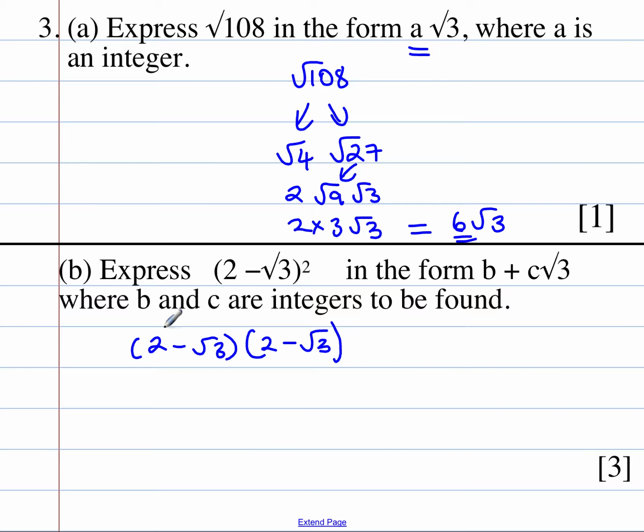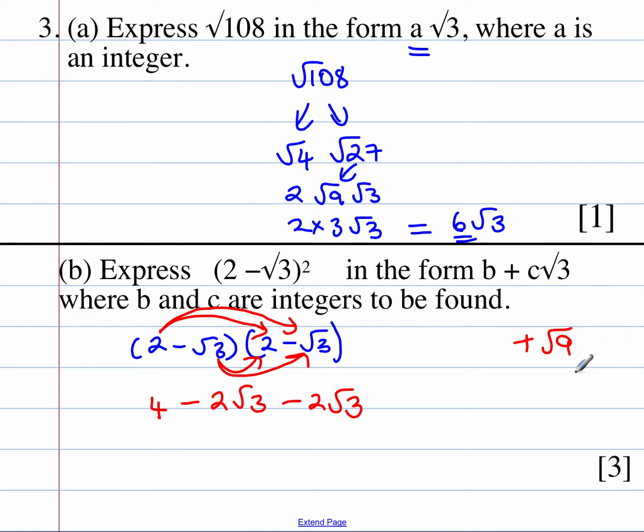So let's just take a look. 2 times 2 is 4. 2 times negative root 3 is negative 2 root 3. And this repeats. We get another negative 2 root 3. And then negative root 3 times negative root 3 is positive root 9, which simplifies down to positive 3. So remember the double negative rule. When two negative numbers multiply, you're going to get a positive number.